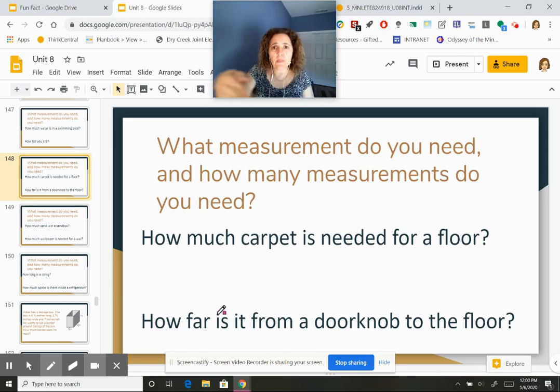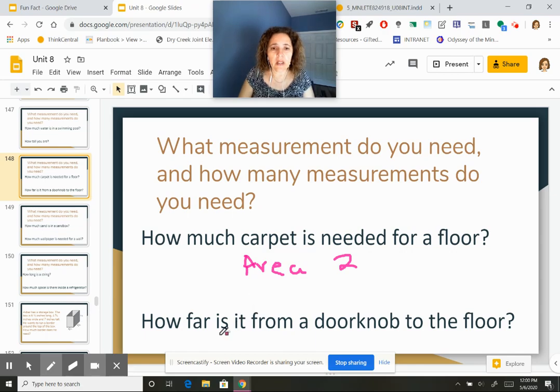So length would just be one, right? One, but you need all of it. So if we need all of it, we need area. And then how many measurements do you need for area? Okay, if you said 2, you are correct. You need the length and the width.